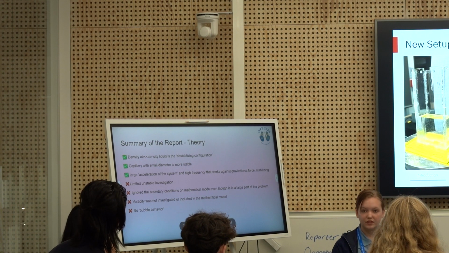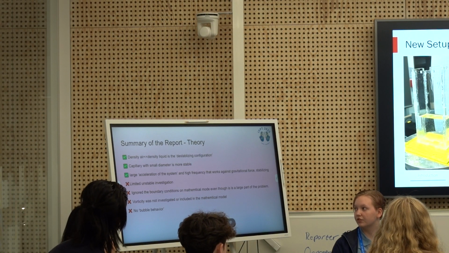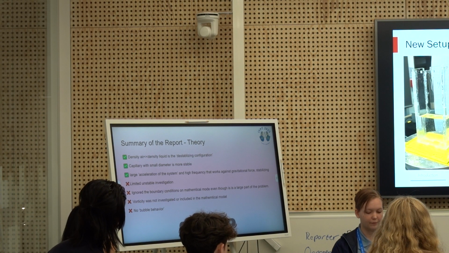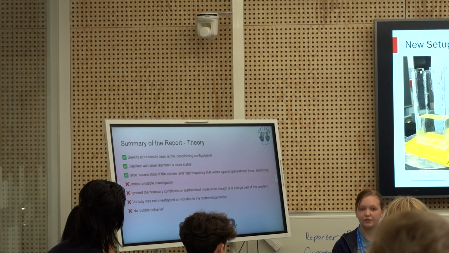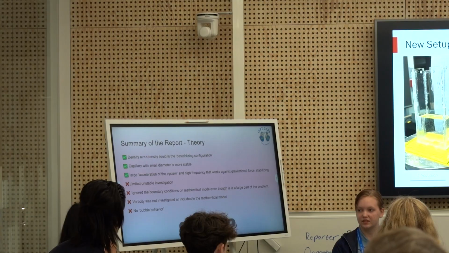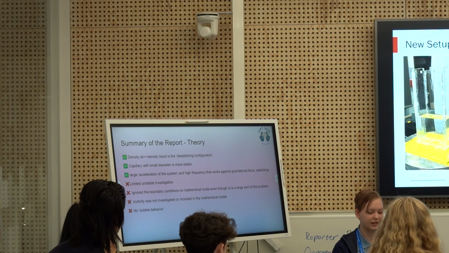The capillary with a small diameter is more stable. We agree with their explanation of that. We also agree with the fact that the high frequency works against the gravitational force. We definitely agree with their explanation of the forces, the surface tension and the gravity, which we clarified in one of our questions.